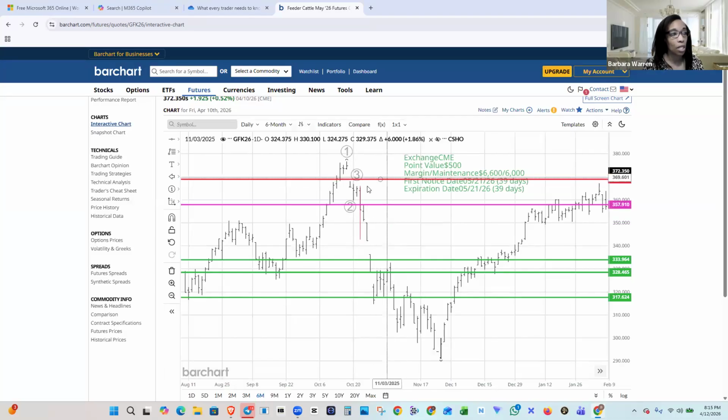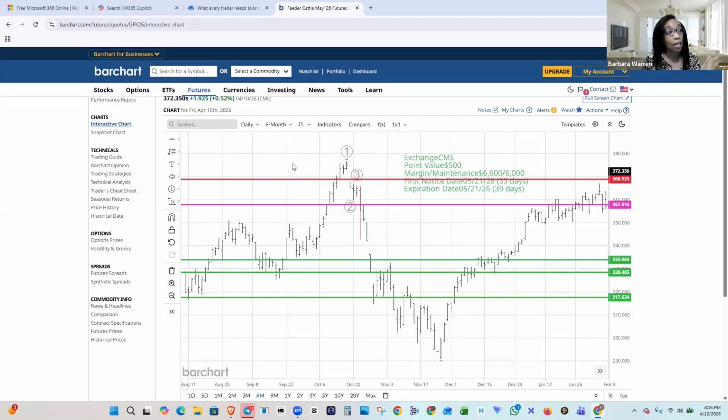And my entry is here. So however many points are in between 368.925 and 357.910, this is the amount that I'm willing to risk. No more than this. Let's just say I'm coming down here to 328.465. This is going to be my target. I consider this to be my 50%.